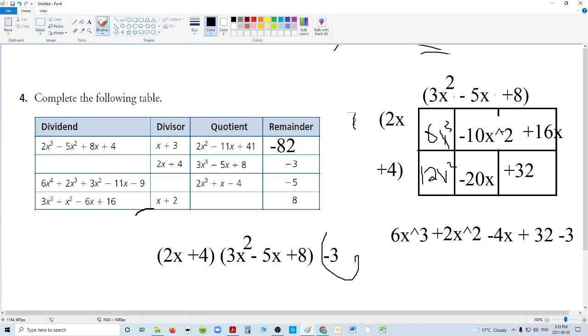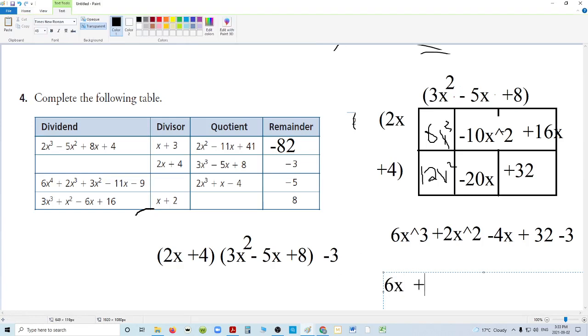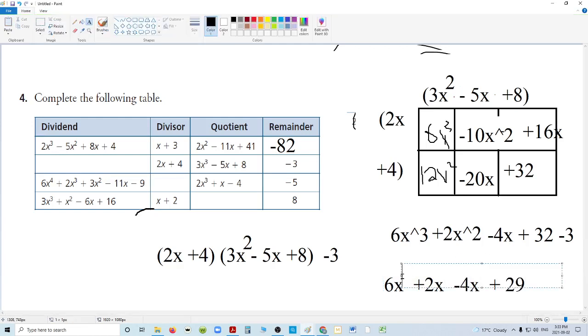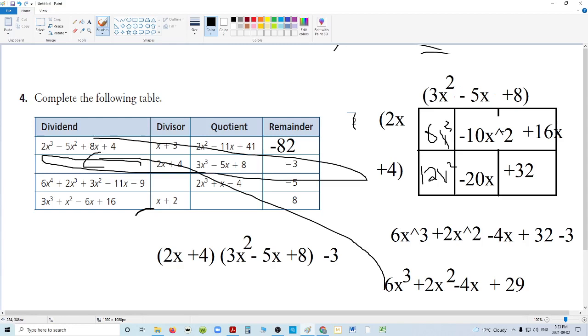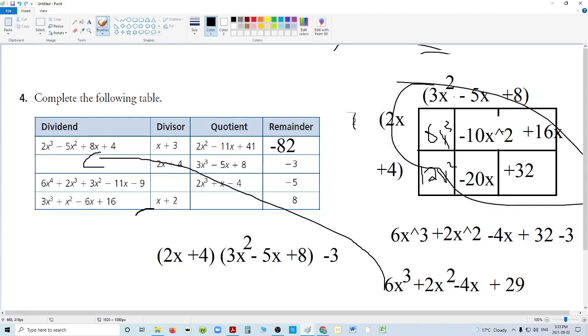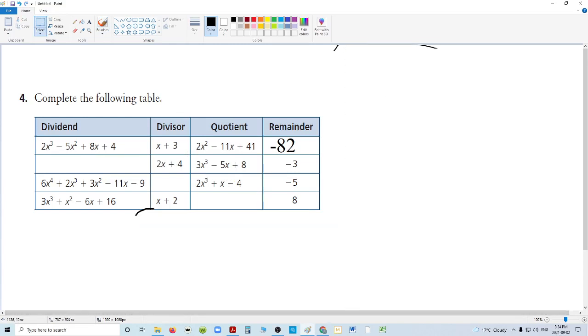And the reason I'm subtracting 3 is because of this remainder right there. So I'm ultimately left with 6x cubed plus 2x squared minus 4x plus 29. That should be the answer in the book. That's what we would put right here as the, or sorry, as the dividend. We're doing this one here. And that should work. Notice this box system will allow you to multiply polynomials much more quickly than other systems. I highly recommend you get comfortable with it. Speeds it up on a test.